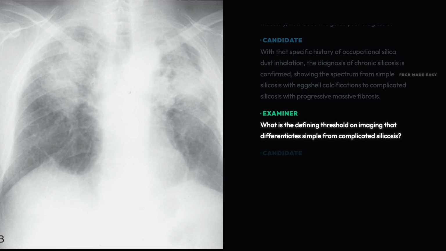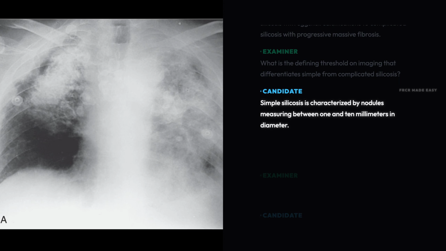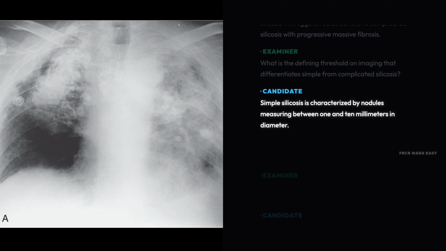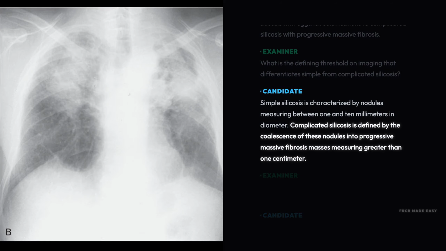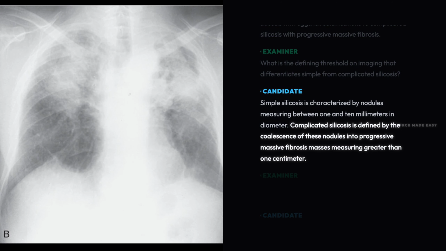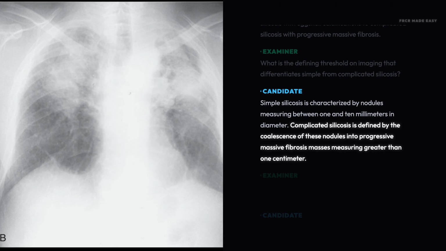What is the defining threshold on imaging that differentiates simple from complicated silicosis? Simple silicosis is characterized by nodules measuring between 1 and 10 millimeters in diameter. Complicated silicosis is defined by the coalescence of these nodules into progressive massive fibrosis masses measuring greater than 1 centimeter.